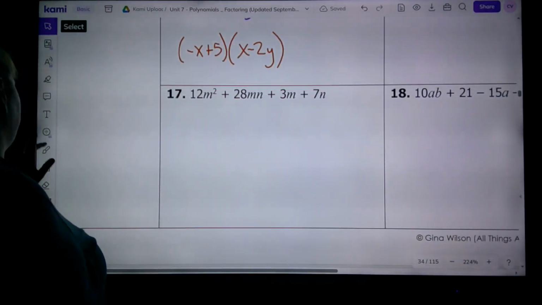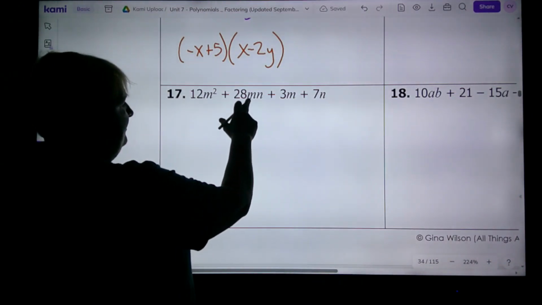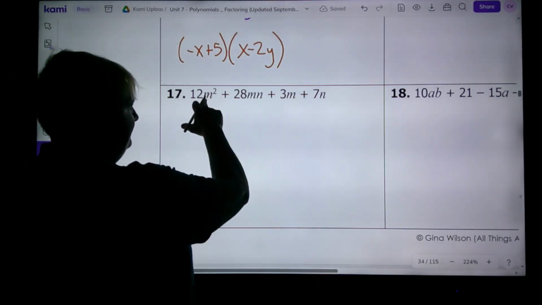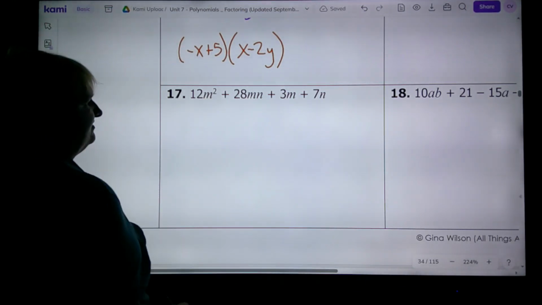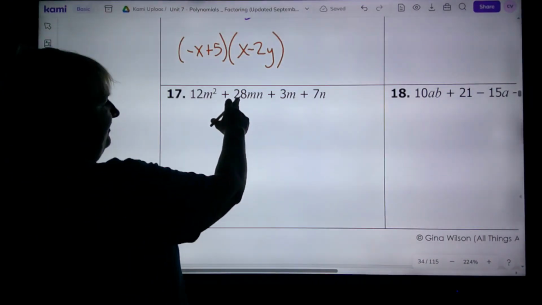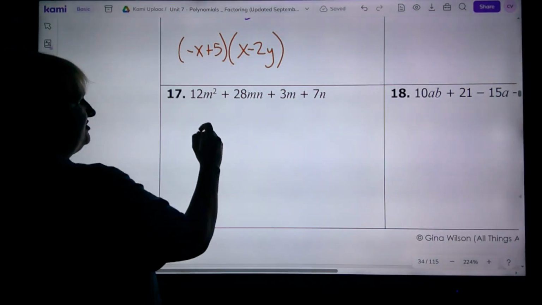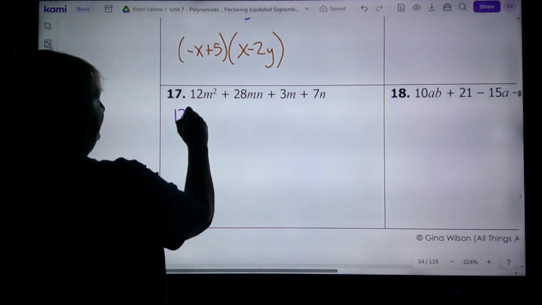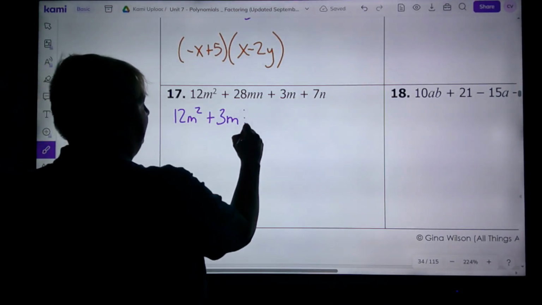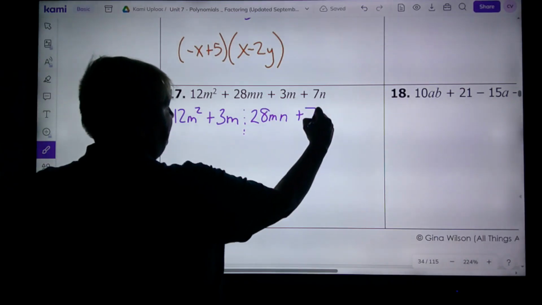Alright, so let's do this one and see if we can figure out the correct order. M, m n, m, n. These two have m's and these two have n's. 3 and 12 can both be simplified. And 7 and 28 go together. So let's do that, right? So it's 12m squared plus 3m, and then 28mn and 7n.